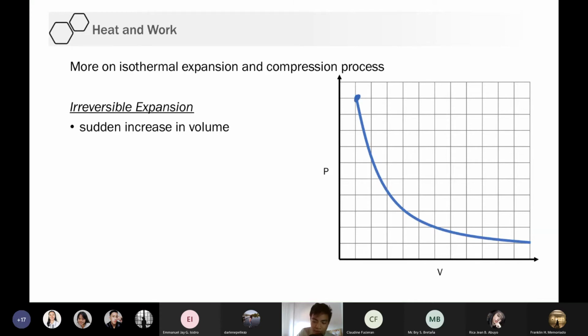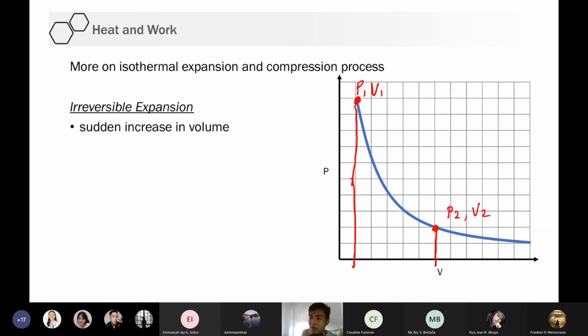Kunwari, ito yung pressure 1, volume 1, tapos ito yung pressure 2, volume 2. Okay? Let me use other colors. Kulay blue na pala yan. Burahin ko lang ha. Kunwari, ito yung pressure 1, volume 1, expansion to. Okay? So we started with the high pressure and then low volume. And then we will end up with this one, P2 and V2.